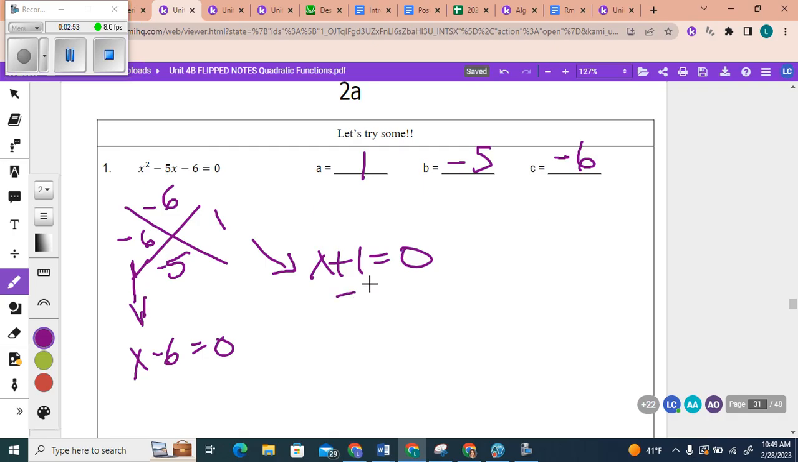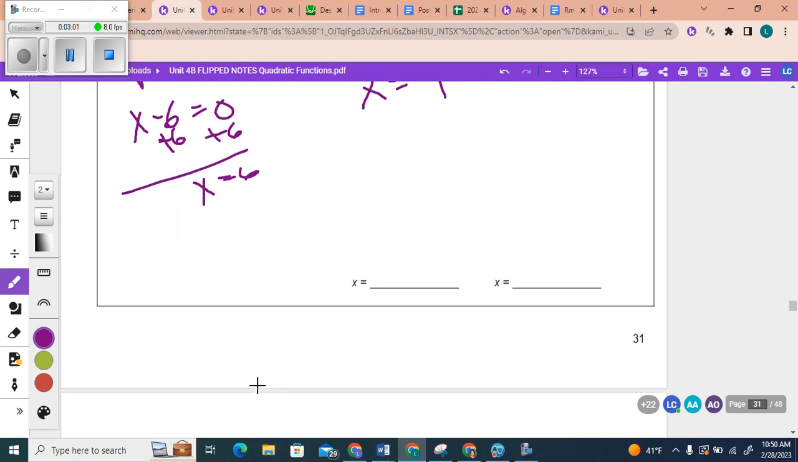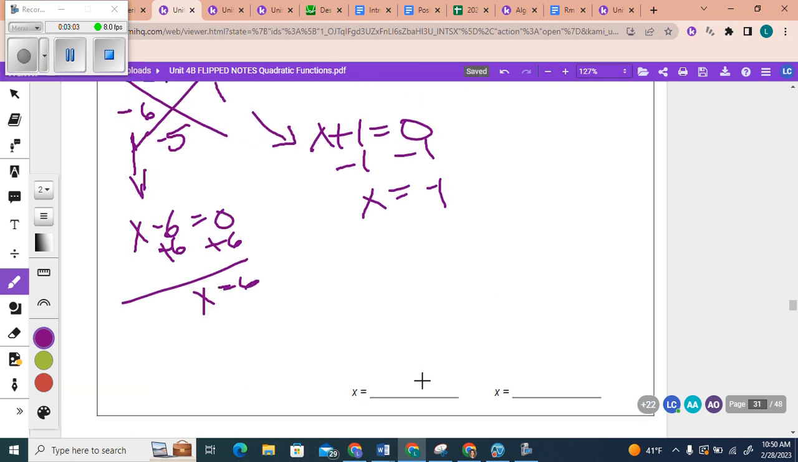Okay, so here I just subtract 1 to get x by itself. So one of my answers is x is -1. And I add 6 here and get x equals 6. So one of my answers is 6. One of my answers is -1. And I'm done. If you do the quadratic formula, you will get the same answer. But why do all the work if you don't have to?